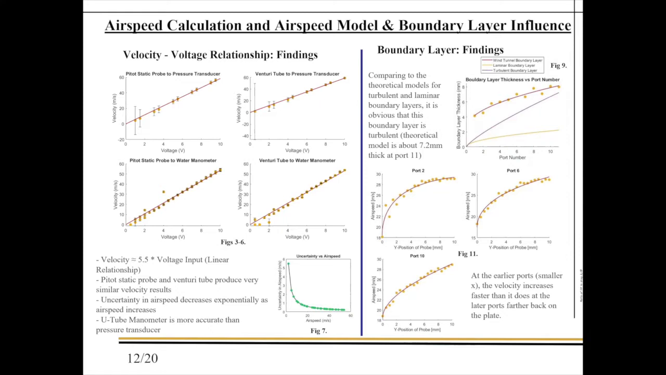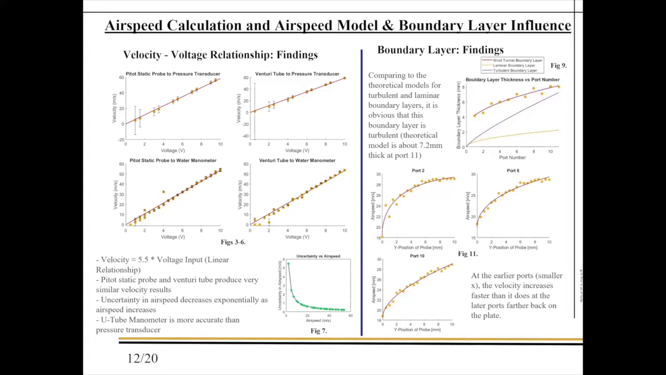We plotted the uncertainty versus airspeed in figure 7 and found that it is an exponential relationship. We also found that the U-tube manometer is a more accurate measurement device than the pressure transducer, especially at low velocities. Next was the boundary layer analysis section.